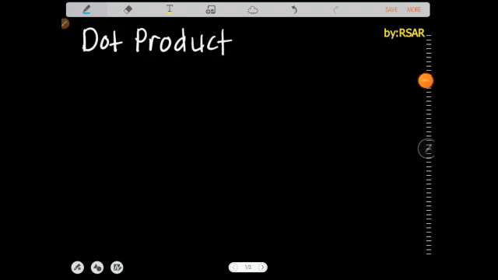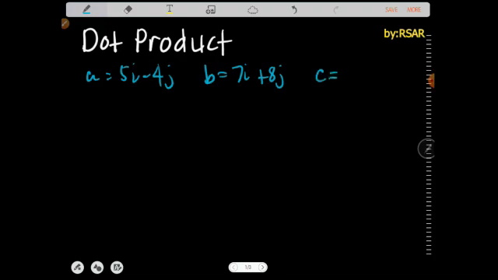So, another example. Here there are three vectors, and there is a situation in the equation. The vector A is equal to 5i minus 4j, the vector B is equal to 7i plus 8j, and the vector C is equal to 3i minus 2j. Wherein the equation is the dot product of vector A and the quantity B plus C. The first thing to do is the one in the parentheses, B plus C first.